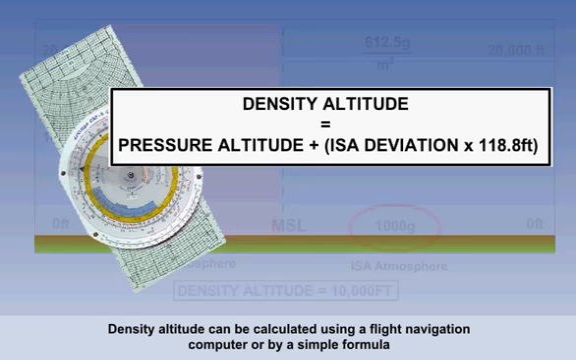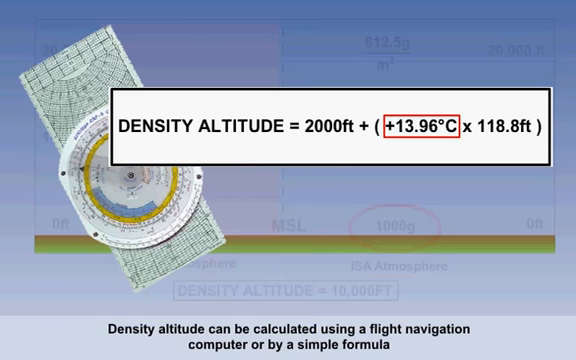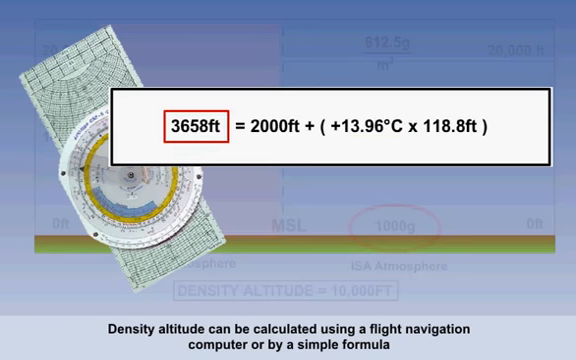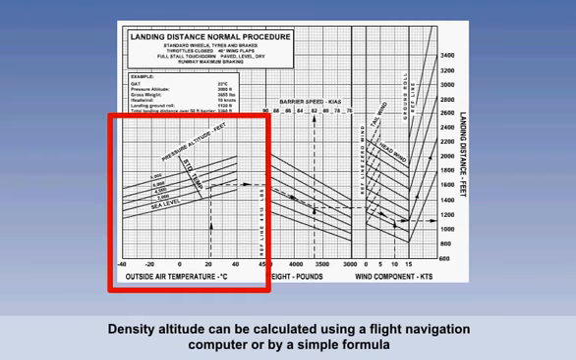Let's say the pressure altitude is 2,000 feet and the temperature is 25 degrees Celsius. This means the atmosphere is 13.96 degrees warmer than ISA. Therefore, the ISA deviation is plus 13.96 degrees Celsius. We can now see that the density altitude is 3,658 feet. Most density changes are accounted for in performance graphs by the use of altitude and temperature nets.